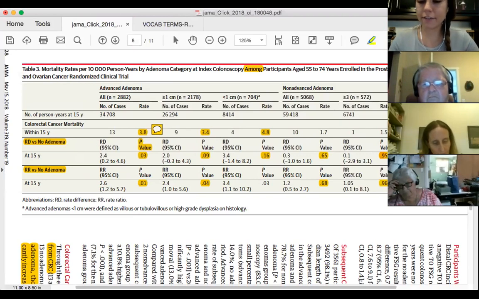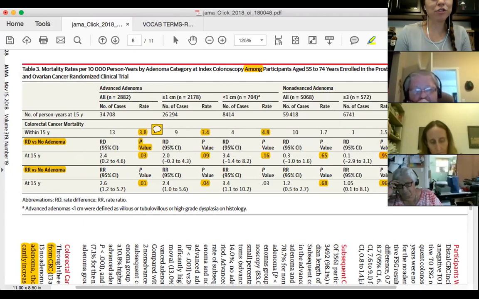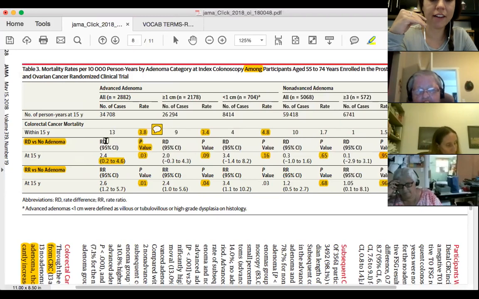But just know that a 95% confidence interval is pretty standard. And that's the confidence. Researchers are 95% confident that the true value will lie in the range. So for example, here, their rate difference is 2.4. So the range, the 95% confidence interval, which you can see here, is 0.2 to 4.6, and they're 95% confident that this range will continue to fall into here.